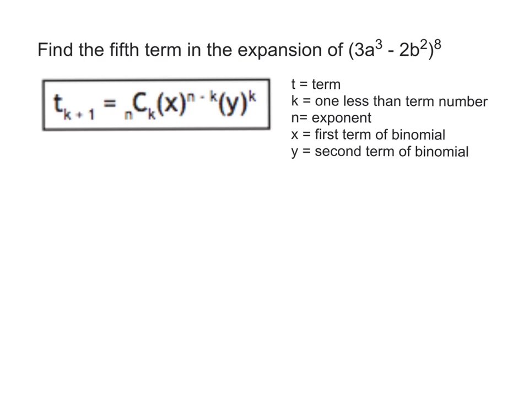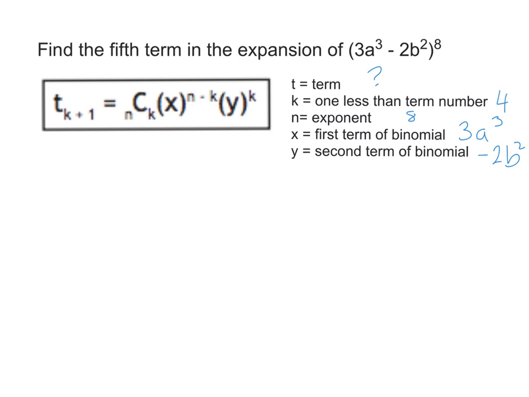For this particular question, we're trying to find the fifth term. So T is a question mark. That's what we're trying to find. What is K in this one? 4. It's one less than the term number, and we're trying to find the fifth term. So 1 less than 5 is 4. What's N? 8. It's that exponent. What's X? 3a cubed. And what's Y? Negative 2b squared.